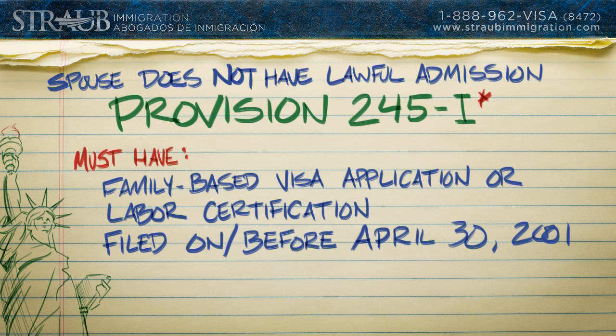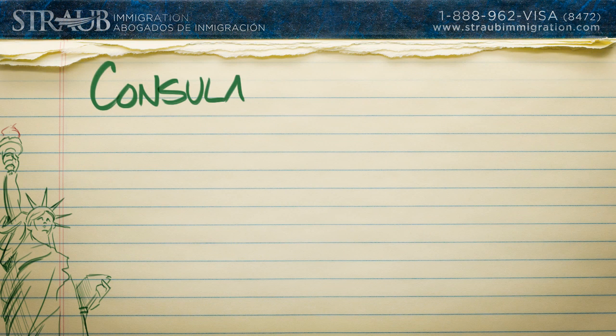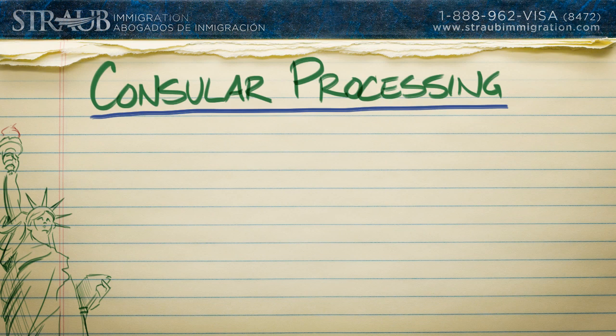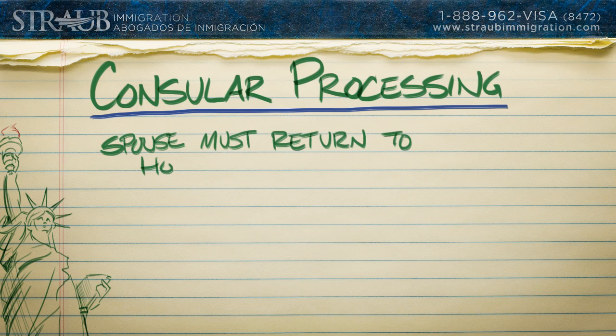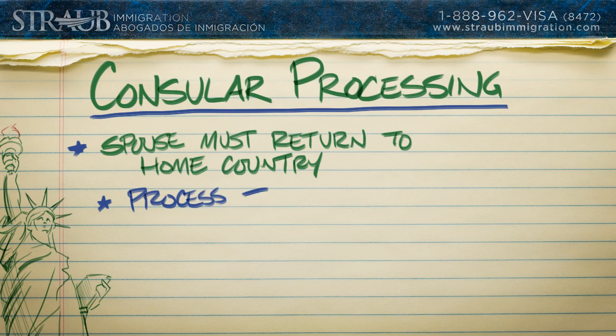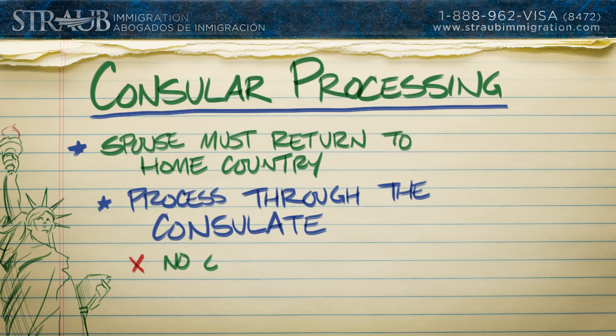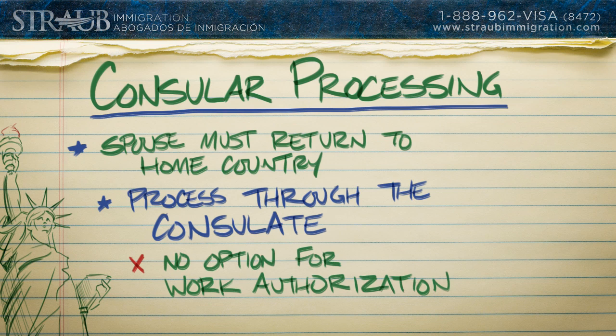Now, if your spouse does not have a lawful admission and they don't fit under 245I, then you're going to have no option but to go with consular processing. And the big disadvantage to consular processing for most couples is that it's going to require your spouse to return to their home country and process through the consulate there. And it's not going to provide them with the ability to get a work authorization while they're still in the United States.